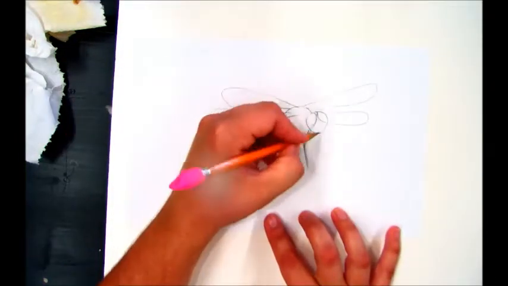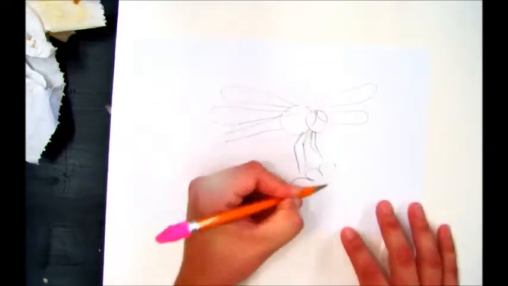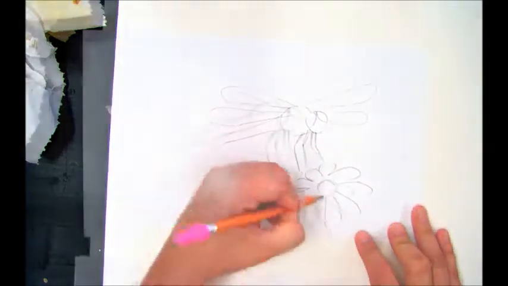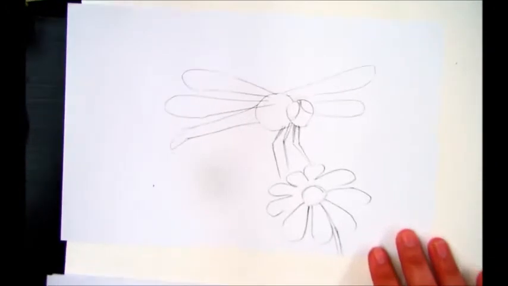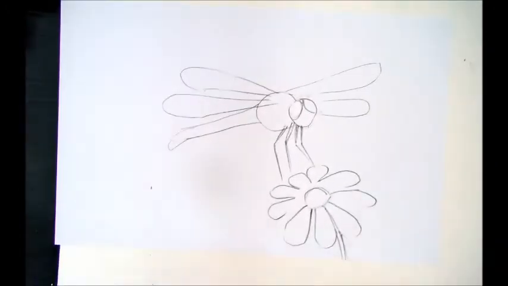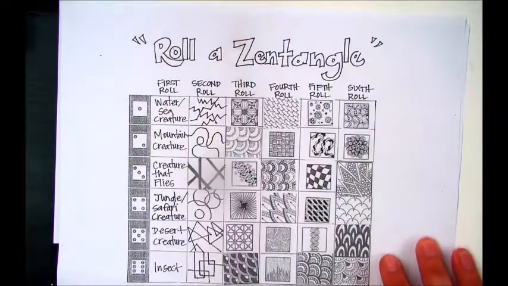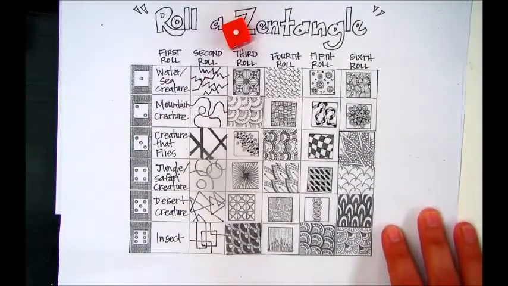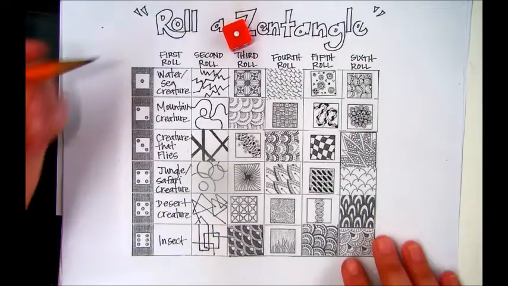And so I'm drawing my creature a little bit lightly with a pencil first, trying to make it kind of big and fill up most of the piece of paper. The paper is about an 8.5 by 11, just kind of a standard size. I also drew a flower with my dragonfly.